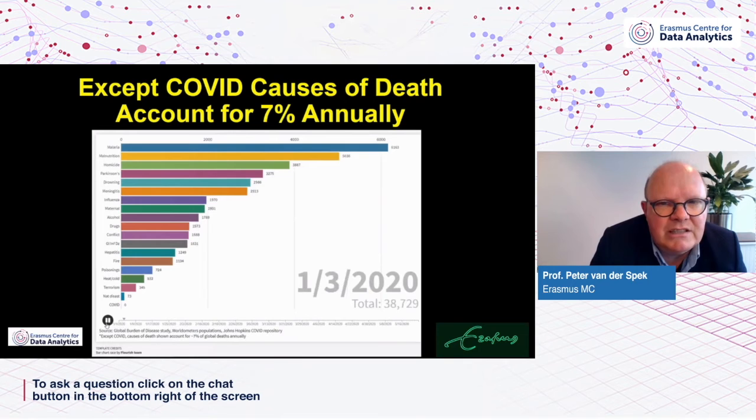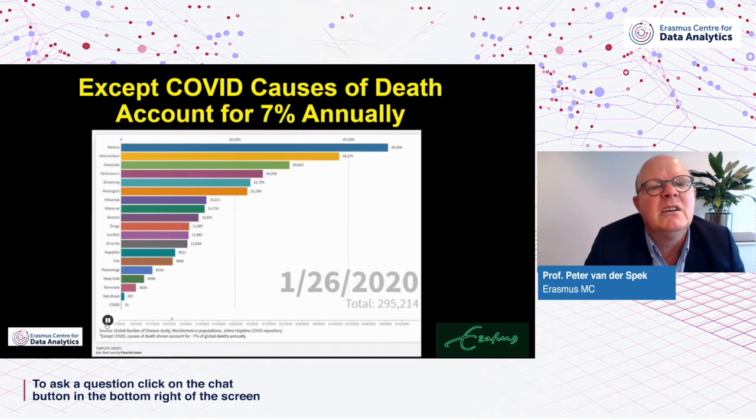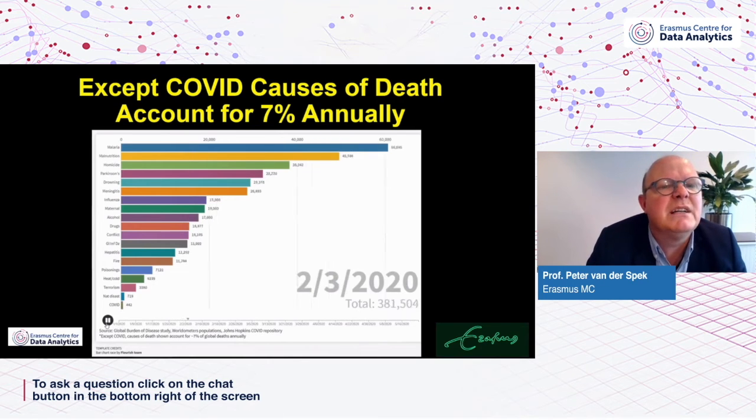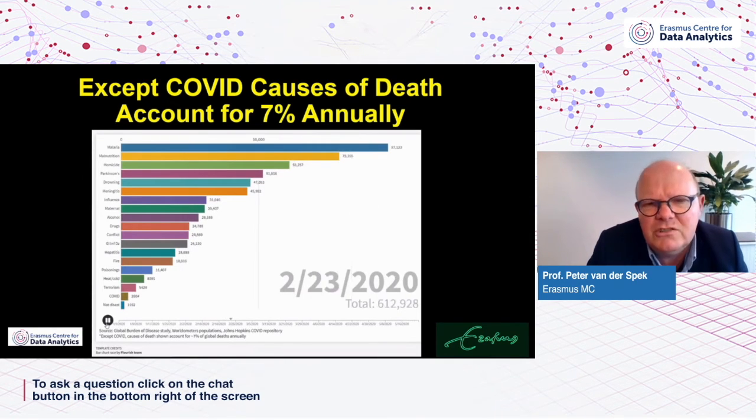So you see basically the 4th, the 5th of January, and basically on the 13th, there was the first COVID patient, and it's gradually going up. And you see the numbers of patients who drown or get meningitis, homicide, malnutrition. COVID is rising and has now passed the number of deaths due to natural disaster.